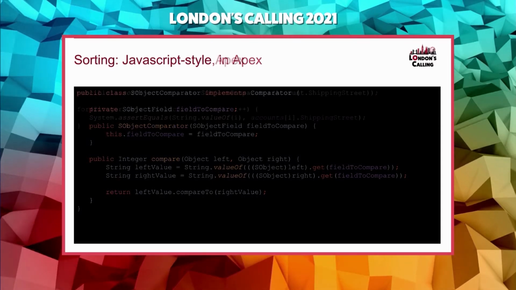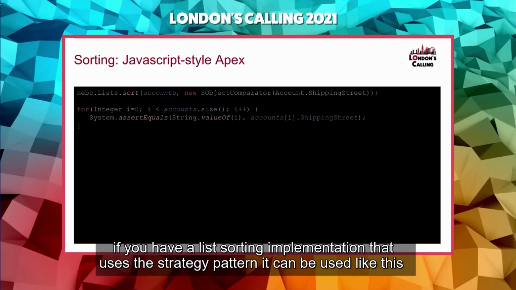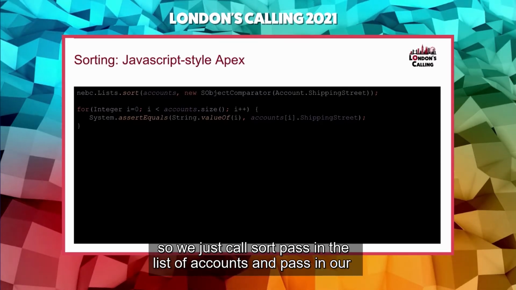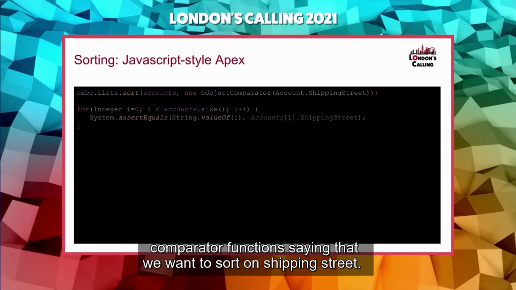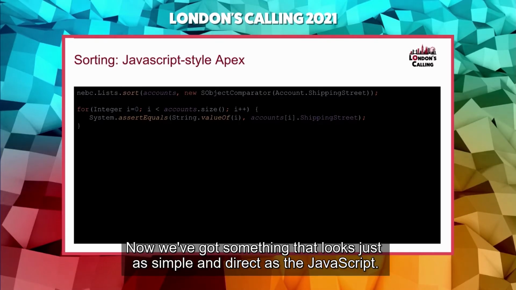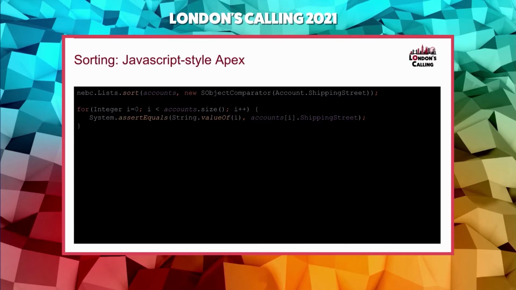Once you've got that, if you have a list sorting implementation that uses the strategy pattern, it can be used like this. So we just call sort, pass in the list of accounts, and pass in our comparator function saying that we want to sort on shipping street. Now we've got something that looks just as simple and direct as the JavaScript.